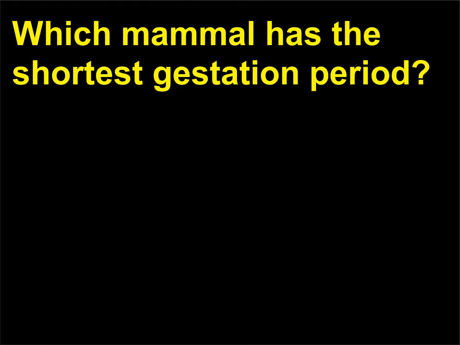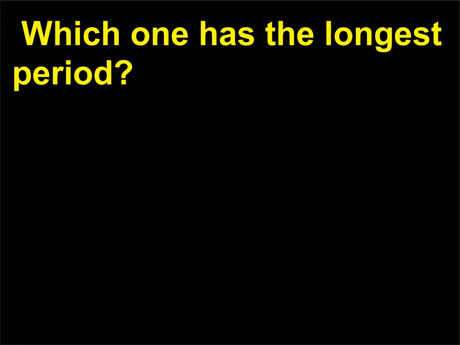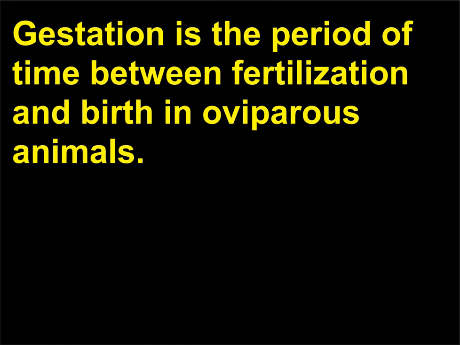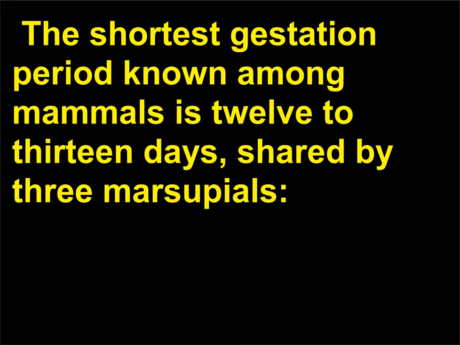Which mammal has the shortest gestation period? Which one has the longest period? Gestation is the period of time between fertilization and birth in viviparous animals. The shortest gestation period known among mammals is 12 to 13 days, shared by three marsupials.